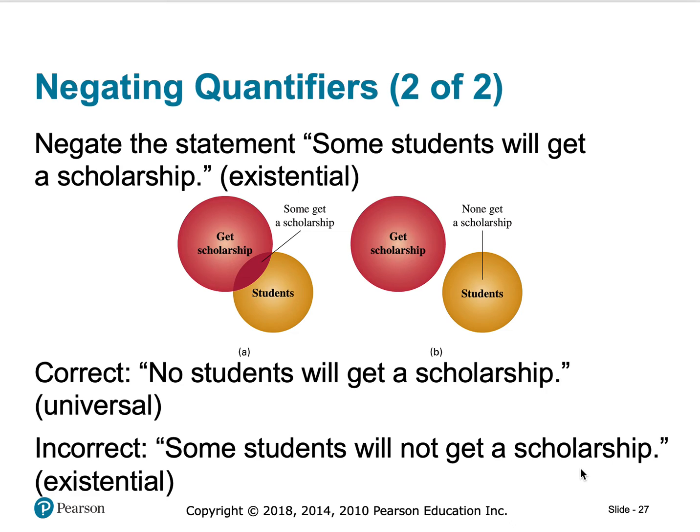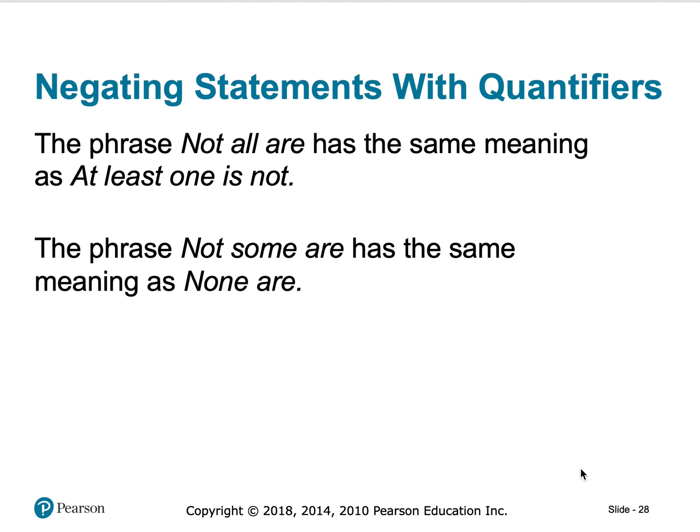Here's another one. Some students will get a scholarship. If I want to negate that, the correct way to do that is no student will get a scholarship, if it's a universal negation. If I want it to be some students will not get a scholarship, that becomes existential, and that would be incorrect. If you negate a statement with a quantifier, the phrase "not all" has to have the same meaning as "at least one is not." It seems like that would be common sense, but it's important to make that distinction.